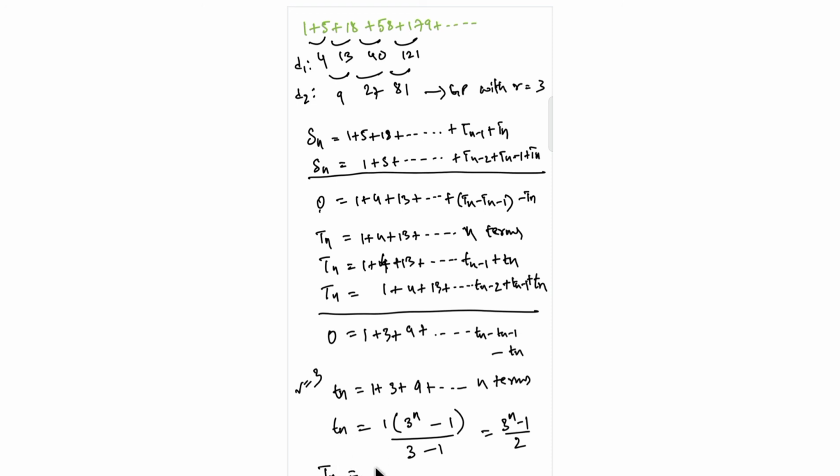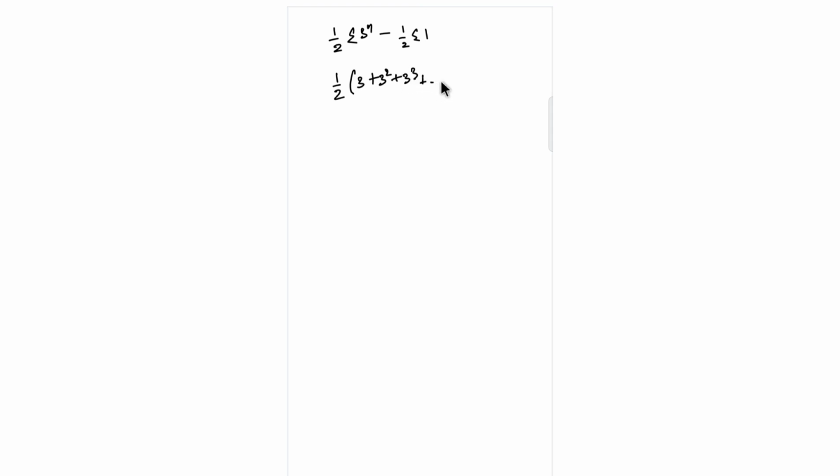You just need to put sigma for it, right? Sigma of 3 power n minus 1 divided by 2. You can bring the half outside, so it's half of sigma 3 power n minus half of sigma 1. Starting from n equal to 1, it's 3 power 1 plus 3 square plus 3 cube plus so on, 3 power n, and minus n by 2, because sigma 1 is n, so it's n by 2.